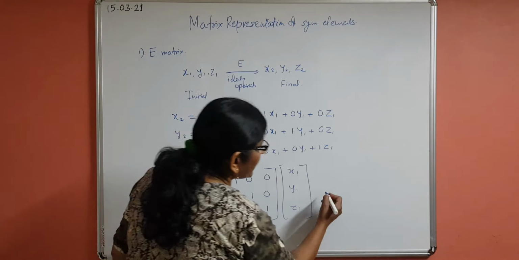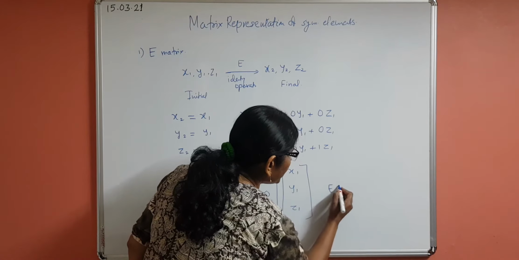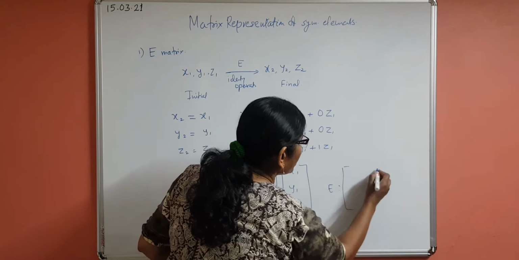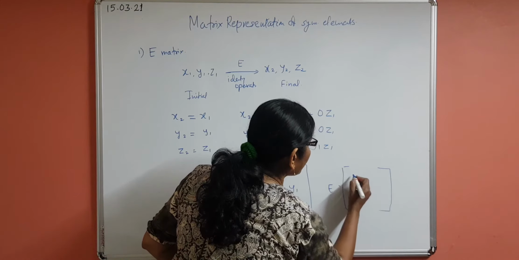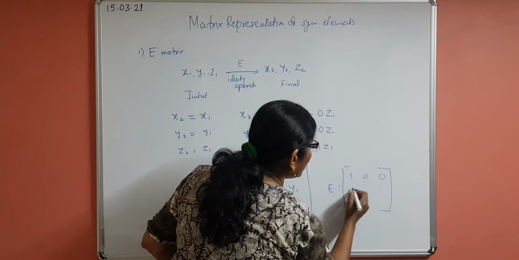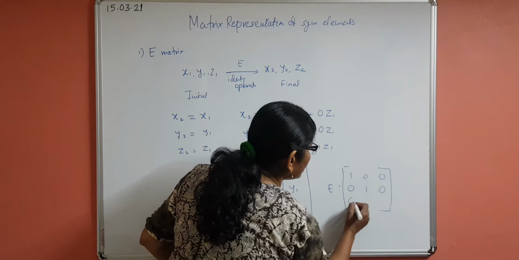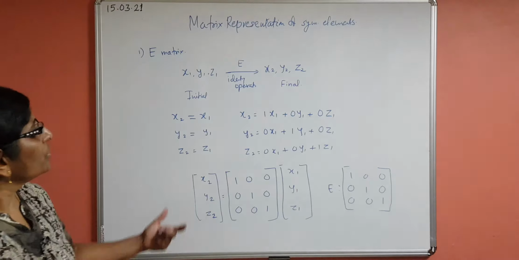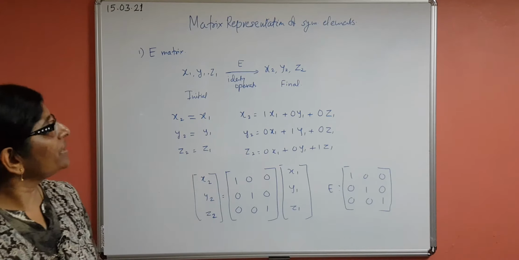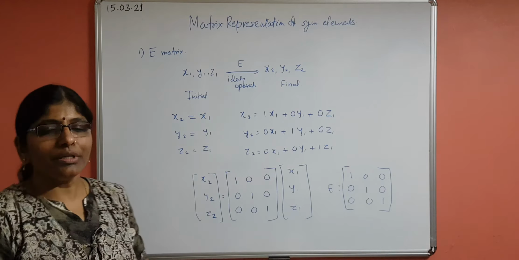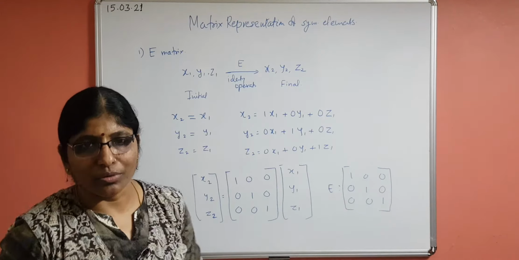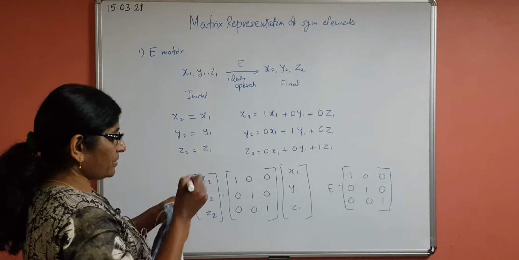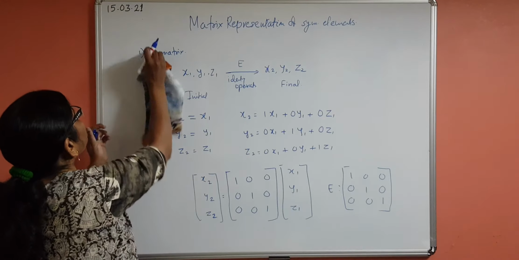Finally you can simply write the identity and represent the identity matrix, that is 1 0 0, 0 1 0, 0 0 1. So this is the identity matrix. This way we can represent all symmetry operations one by one, starting with the plane. Now the next matrix is the sigma matrix.